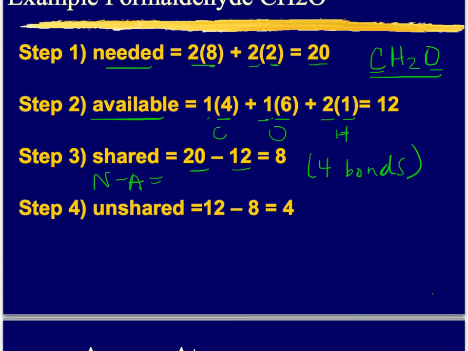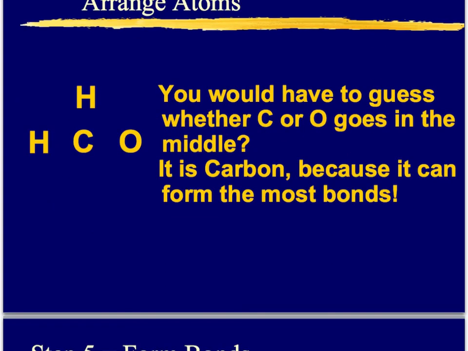And then the unshared we calculate by taking the available minus the shared. This gives us the unshared, so we took 12 minus 8 equals 4. So we're going to have 4 dots around our structure.